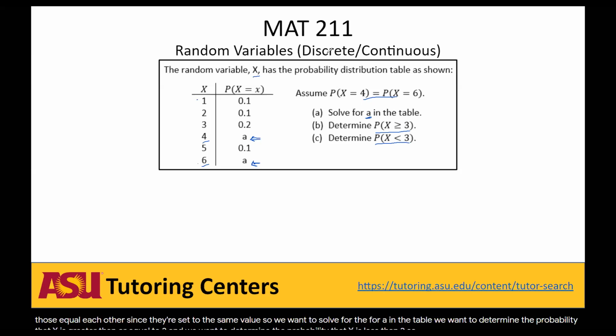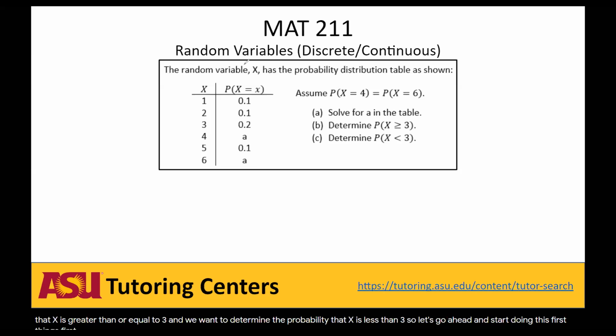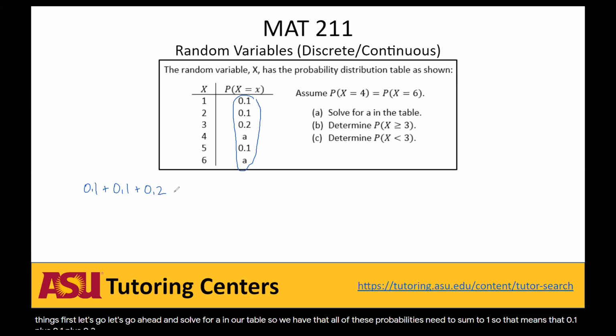Let's go ahead and start doing this. First things first, let's solve for A in our table. All of these probabilities need to sum to 1. So that means that 0.1 plus 0.1 plus 0.2 plus A plus 0.1 again, and then plus one more A has to equal 1.